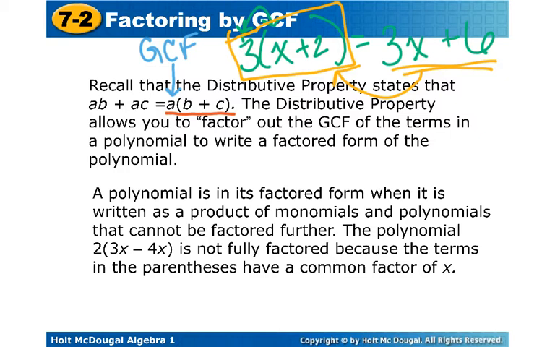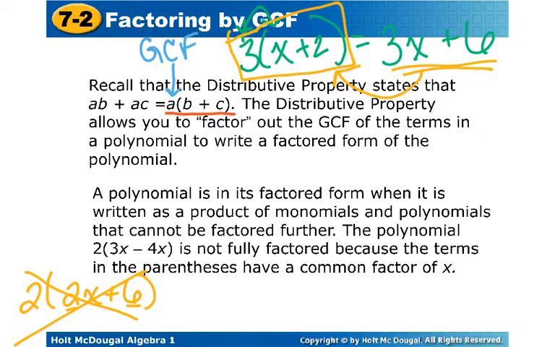A polynomial is in factored form when it's written as a product of monomials and polynomials. What that means is you're showing that multiplication of your greatest common factor times each of the terms. And you want to make sure that you factor out the term completely. You don't want it where there's still a term that you could take out. Like if I give you 2 times the quantity of 2x plus 6, there's still a factor of 2 in there that I could take out. So this one would not be fully simplified.